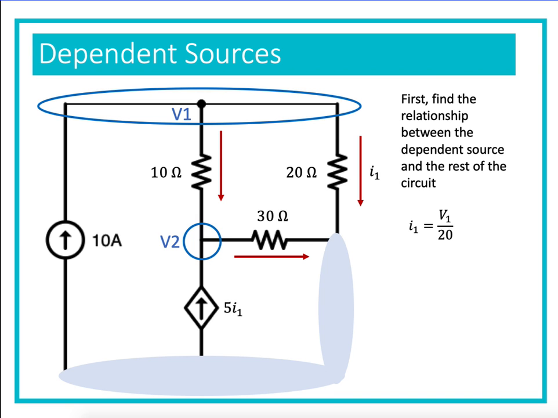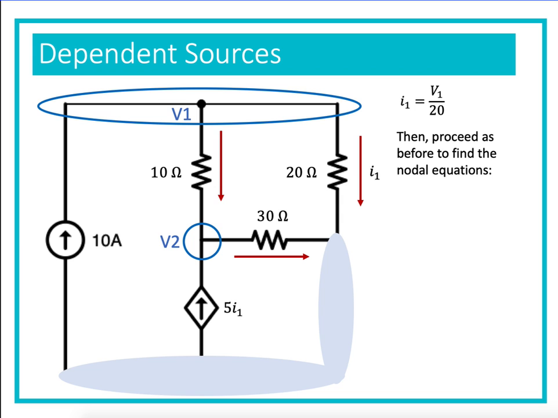Then we do exactly the same thing we've done before. So we look at the first node, V1, and V1 has 10 amps coming in. It has V1 minus V2 over 10 going out, and V1 over 20 going out. So we get a pretty straightforward equation for that part.